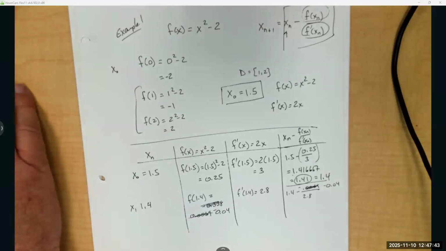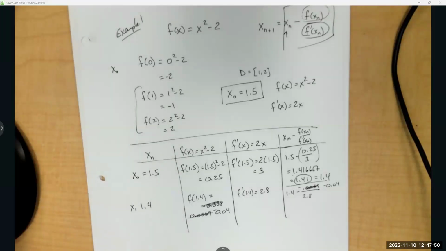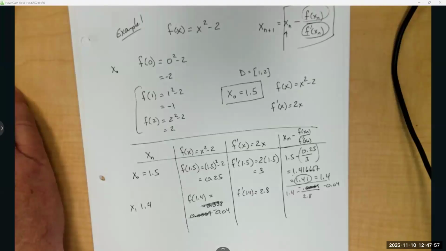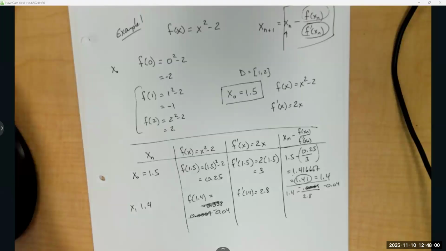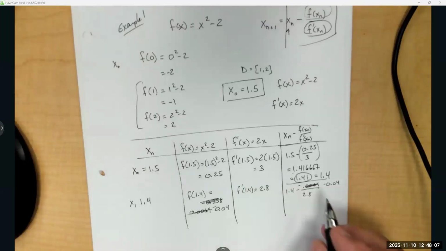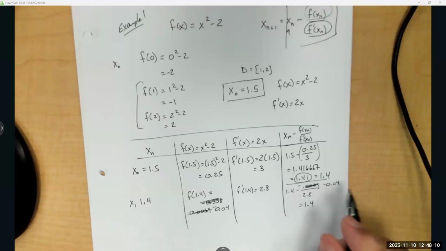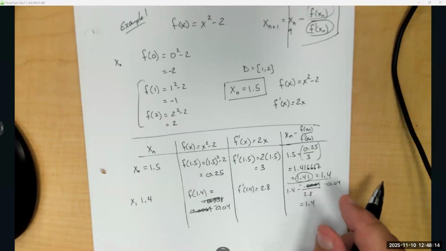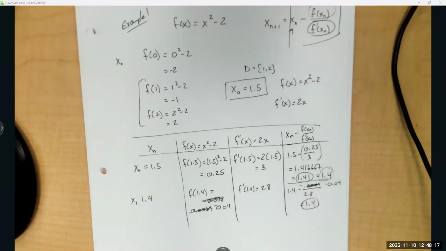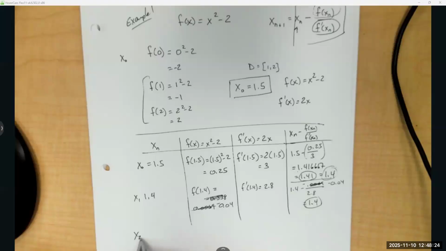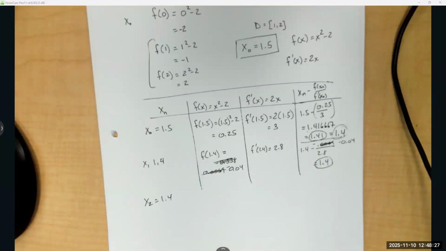Okay, so this will give me (1.4) minus open parenthesis, divided by 28. I got 1.4 again. Know what that means? Once you get the same thing, you're done. That's your zero. Because if you did it again, the next one, this one comes down here, and then you repeat the process. So that's why it's iteration. You start with one number and you keep on going.